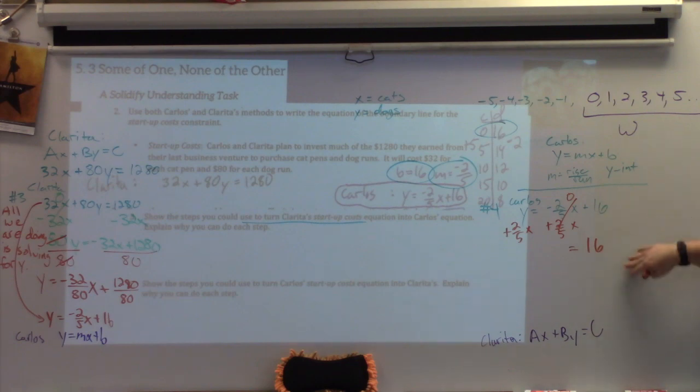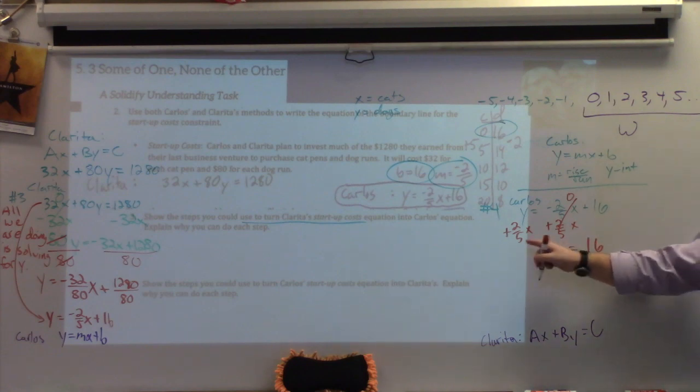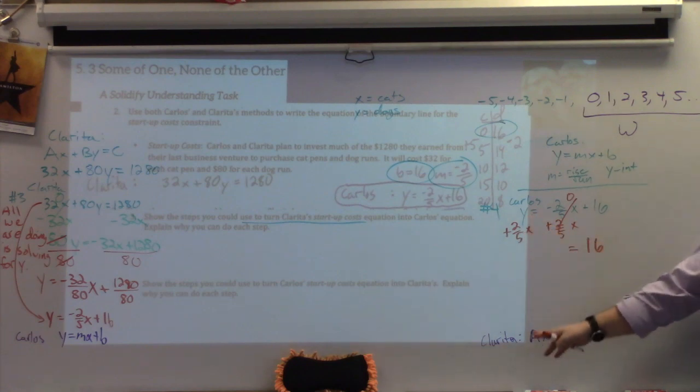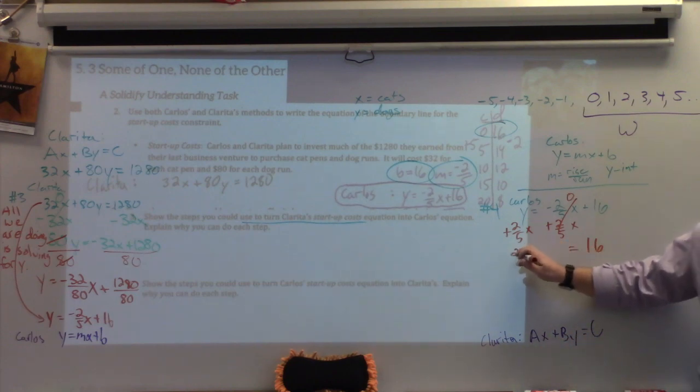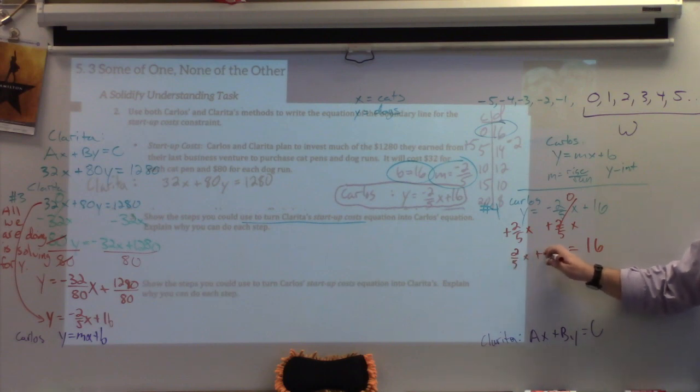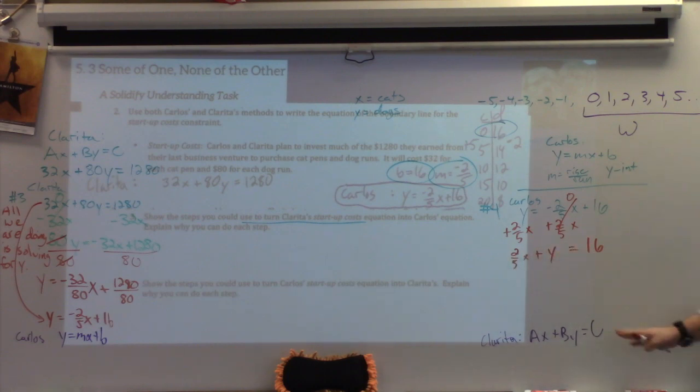But we got 0 plus 16 is 16. We all comfortable with that idea? Okay. Notice also that, first off, should I put my x or my y first? X, right? It's ax plus by equals c. So I'm going to put that 2/5 x plus y. Notice how Desiree's option got us really close to that standard form.